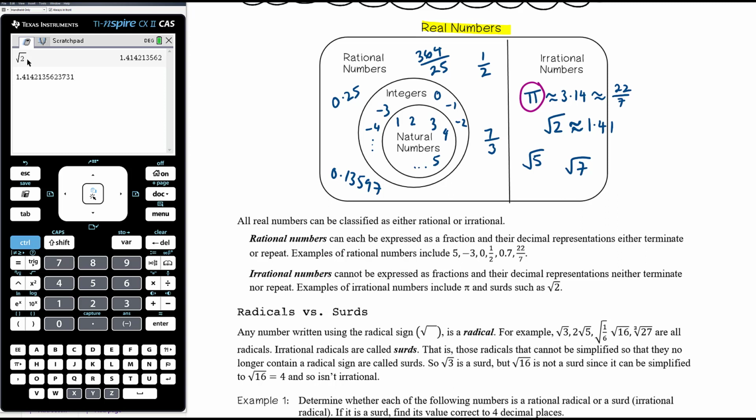Irrational numbers are all the things that are not rational numbers, all the real numbers that are not rational numbers. So they cannot be expressed as fractions, and their decimal representations neither terminate nor repeat. Okay, so as I said, examples of irrational numbers include pi and surds such as root 2.